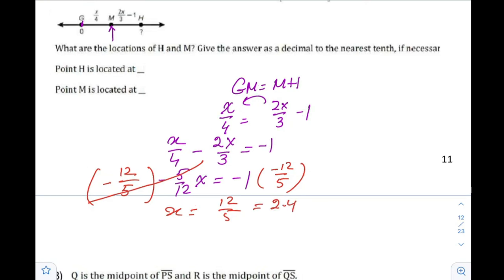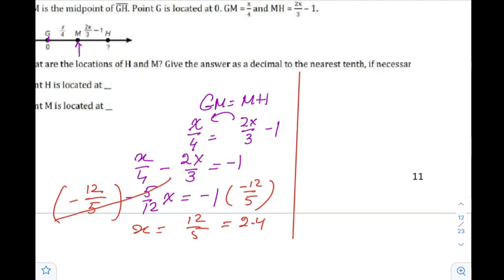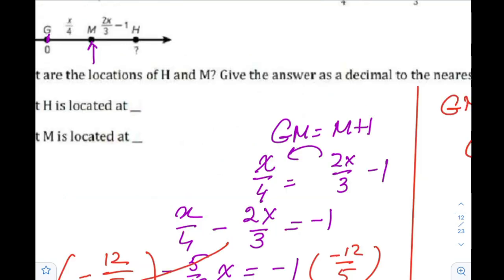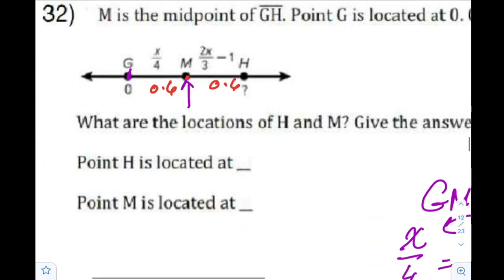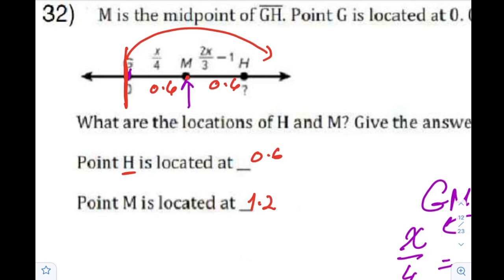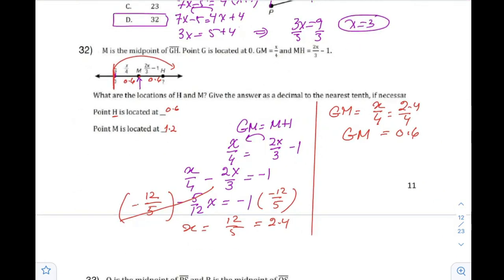This is x, remember. So since x is 2.4, I will replace to find GM. GM is x over 4, means 2.4 over 4. If you divide 2.4 over 4, it gives you 0.6. This is GM. So this is 0.6, and since this is a midpoint, this is also 0.6. That means H is at 1.2 from 0, and M at 0.6. This is a nice question. It has a nice idea.